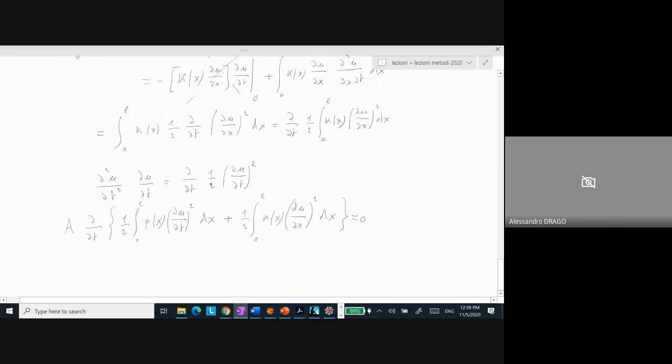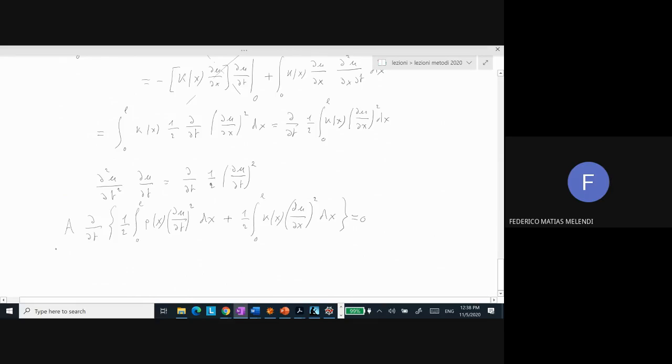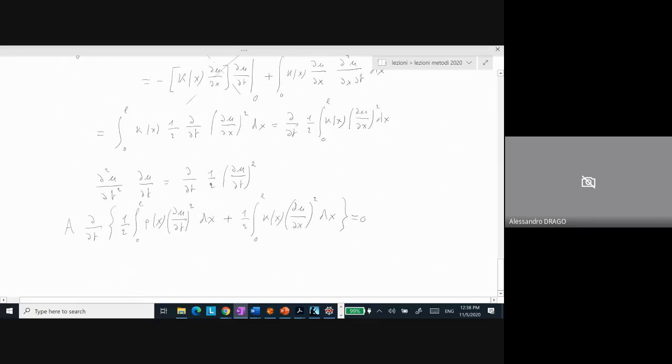Okay. So this is. Prof? Sì. Sarebbe l'azione quella lì? No, l'azione, no, the action, as you recall, is something slightly different. An action is the integral of the Lagrangian over time.